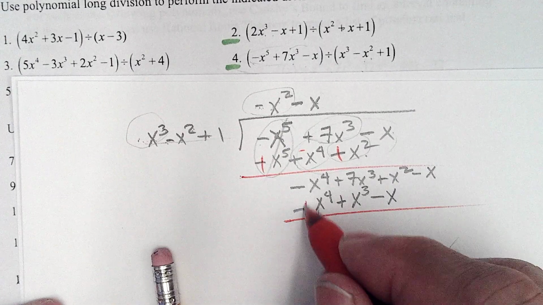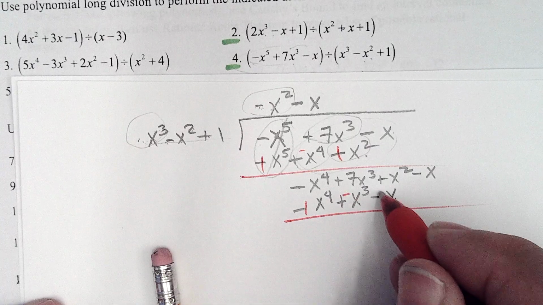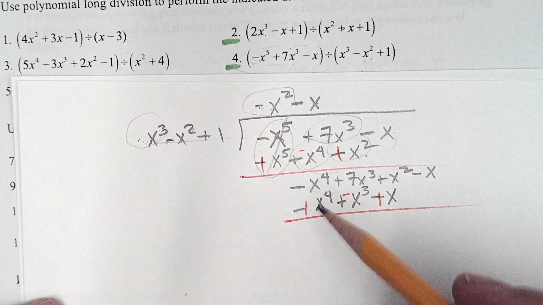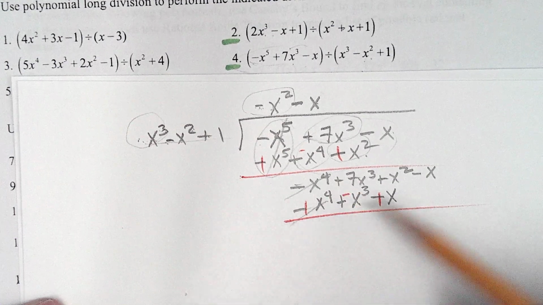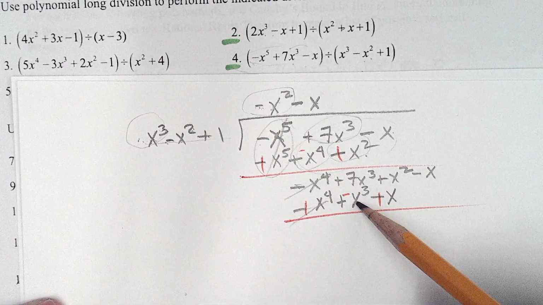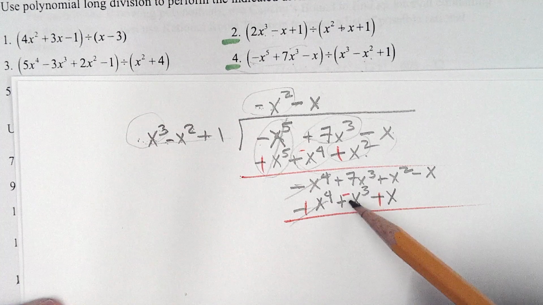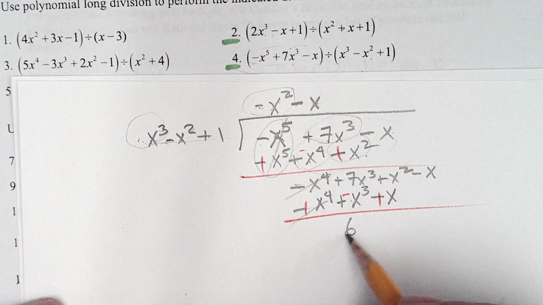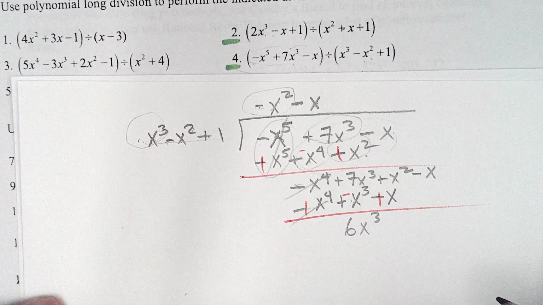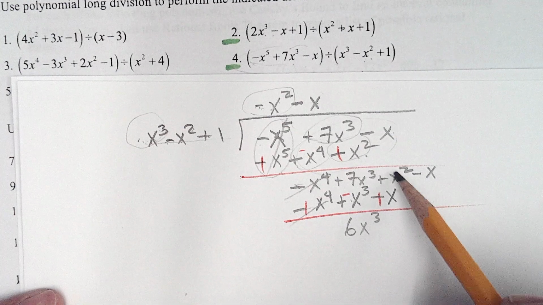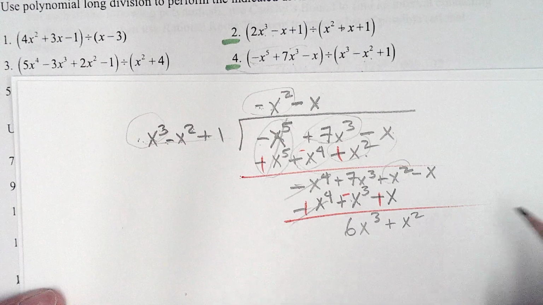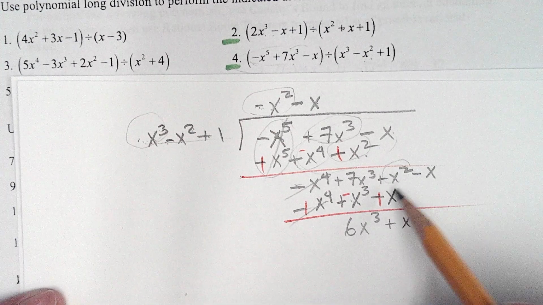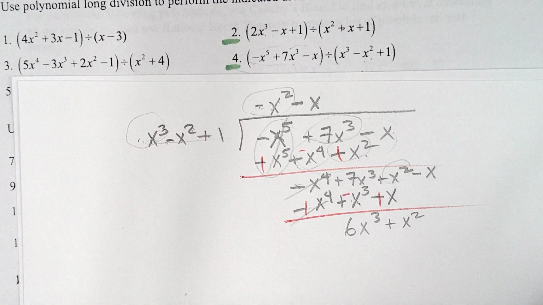Draw the line and change these signs so I can add. Plus x to the fourth, minus x to the fourth, they're canceled. These are both x to the thirds. I got 7 of them minus 1 of them, so that's 6x to the third. There's only this x squared, which is plus x squared. And I got minus x plus x, which is 0.